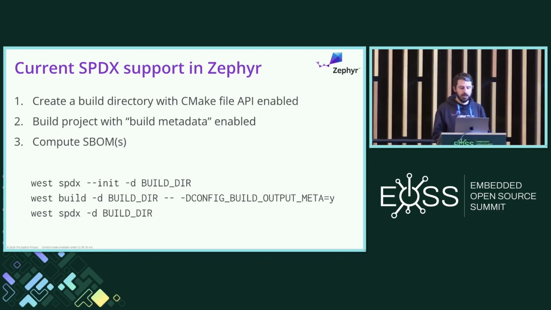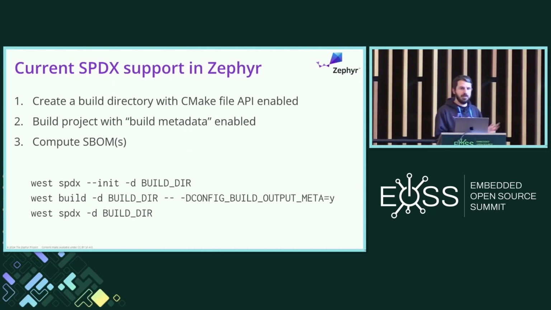But the way it works is pretty simple. As an end user or a consumer of this functionality, you just ask West, the West meta tool, to generate an SPDX for you. It's a three-stage process. First, when initializing prior to building, you want to give a hint to West and to CMake under the hood that you want to instrument your build. The reason it's opt-in is because it might slow down your build just a little bit. It's basically going to use the CMake API.